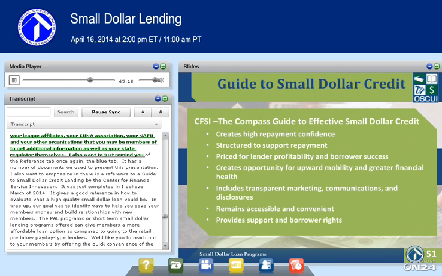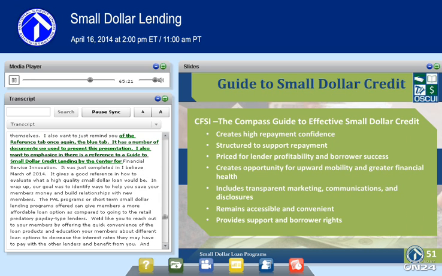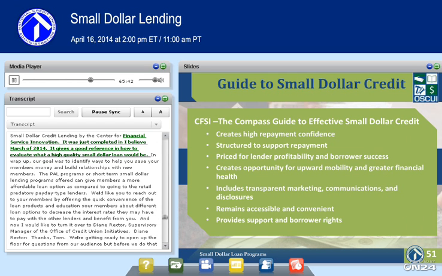I also want to just remind you of the reference tab once again. On the blue tab, it's a number of the documents we use to present this presentation. I also want to emphasize in there is a reference to a guide to small dollar credit lending by the Center for Financial Service Innovation. It was just completed in March of 2014. It gives a good reference in how to evaluate what a high-quality small dollar loan would be.